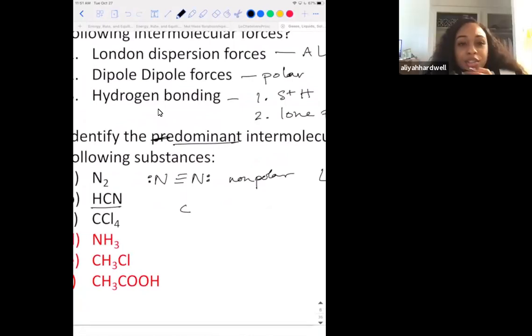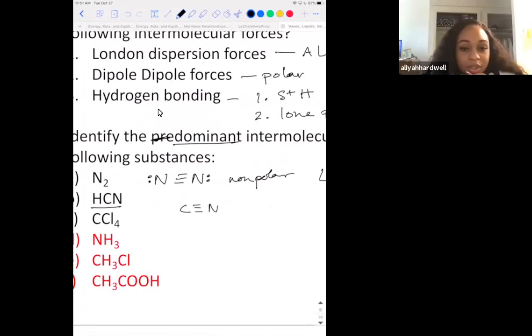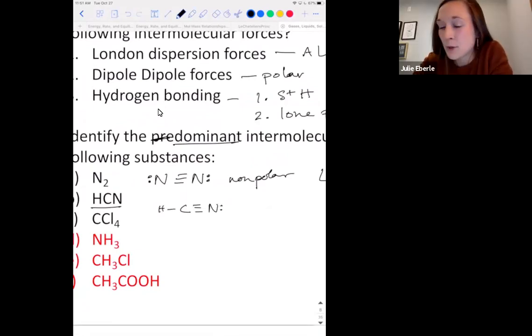Would it be carbon triple bonded to nitrogen? Yes, Aaliyah. And with the lone pair. It says 1 bind to hydrogen. And yes, lone pair on that nitrogen. Boom, there it is.